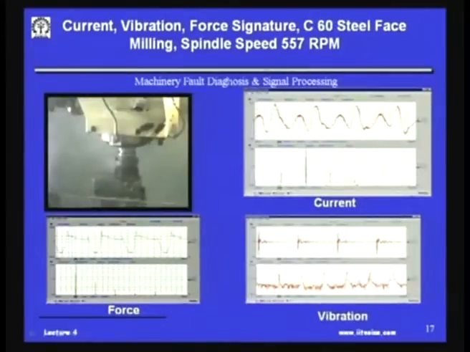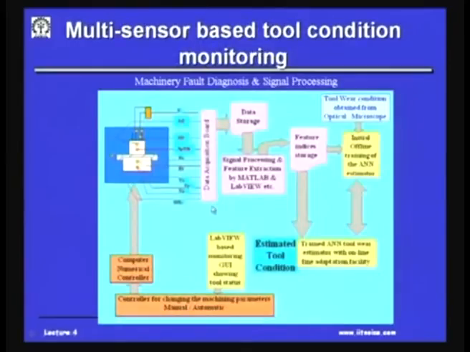And once we try to machine steel using the same conditions, the cutting forces, the vibration levels, and the current modulations are high, which is reflected in such a plot here.